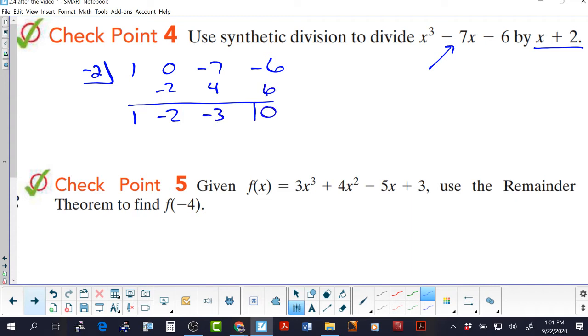Well, the result is this is going to be the constant. This is the x. This is the x squared. So x squared minus 2x minus 3.